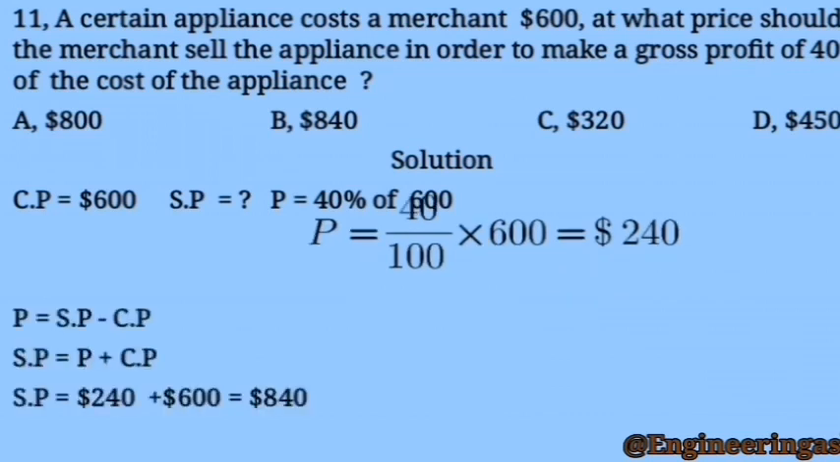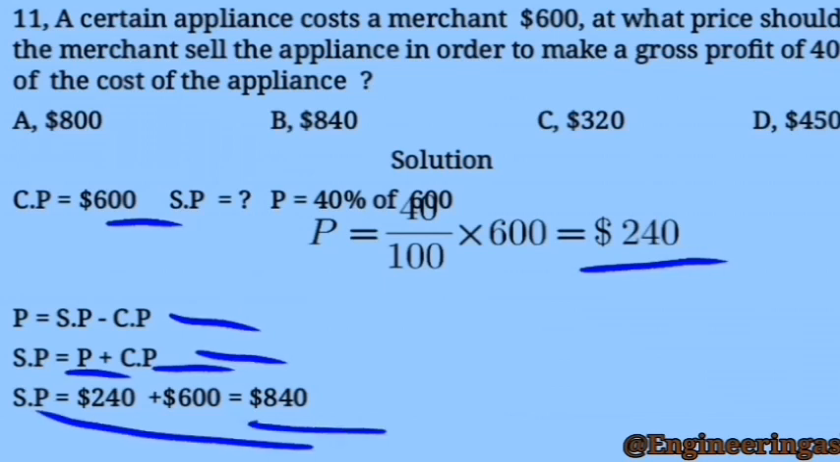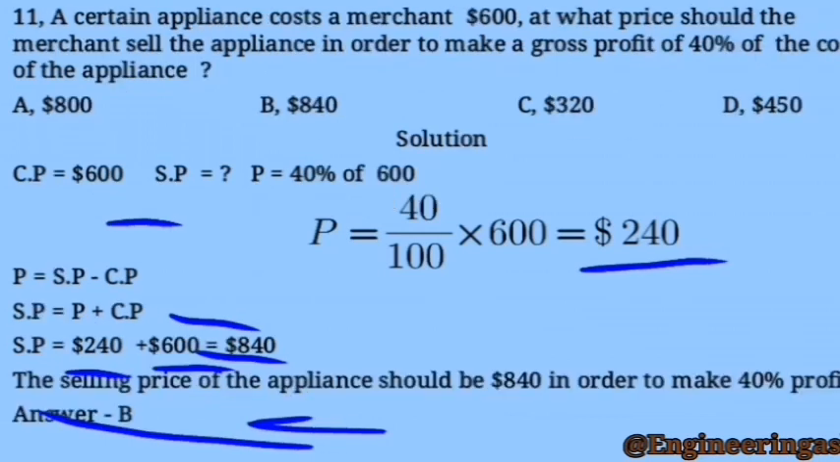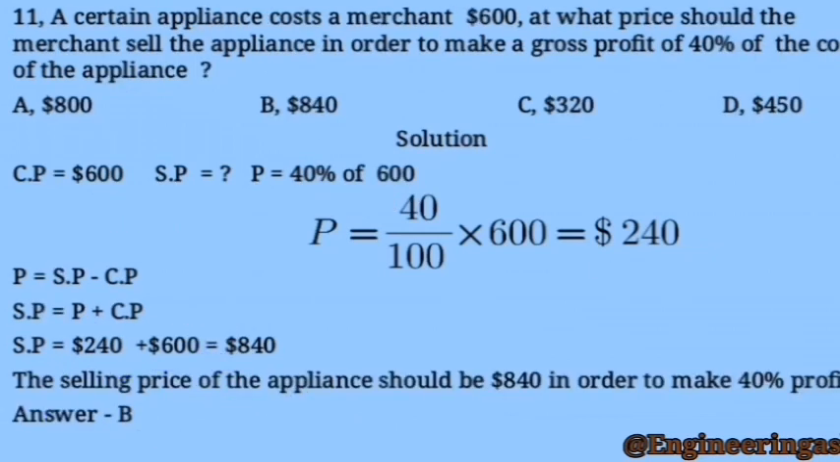$240. Then profit equals selling price minus cost price, but we are required to calculate the selling price. So selling price will be profit plus cost price. We already have profit and cost price. From here, just substitute. Then selling price will be 240 plus 600, and it will be $840. So the answer is the selling price of the appliance should be $840 in order to make 40% profit. So the answer is B.